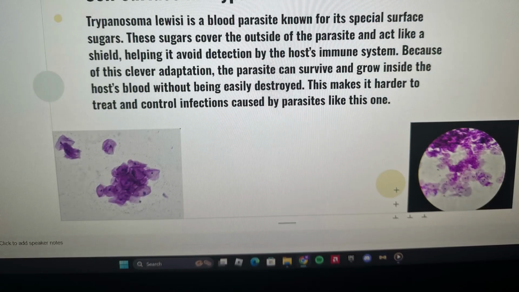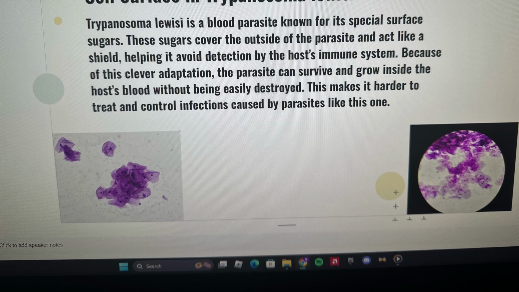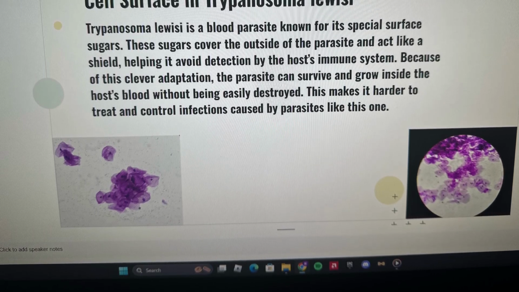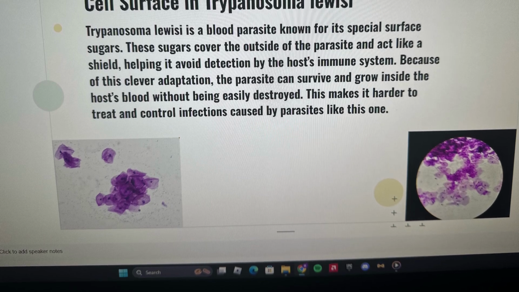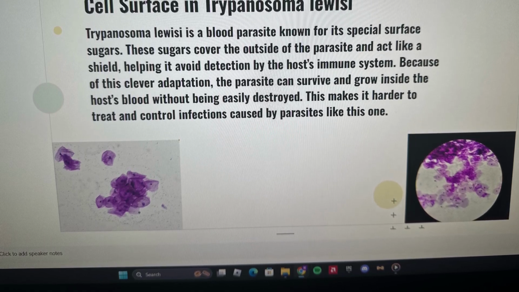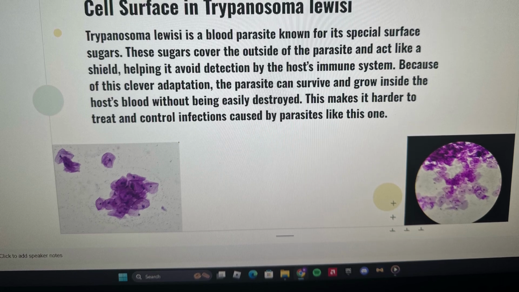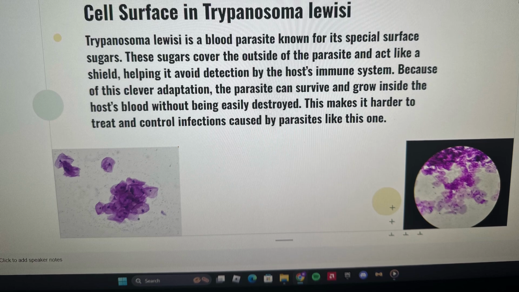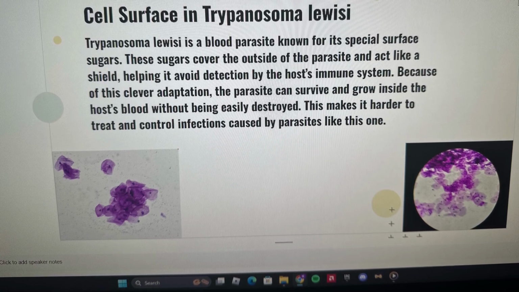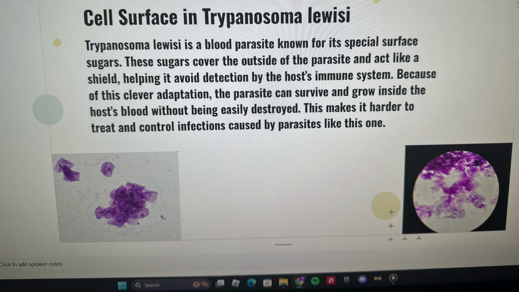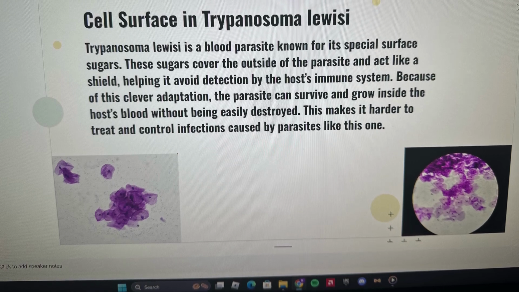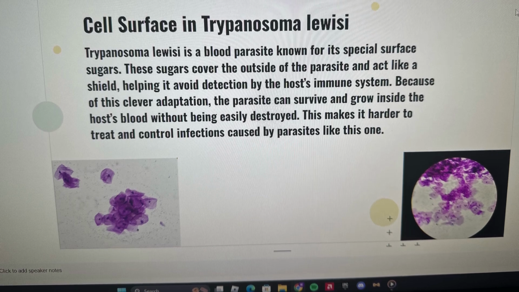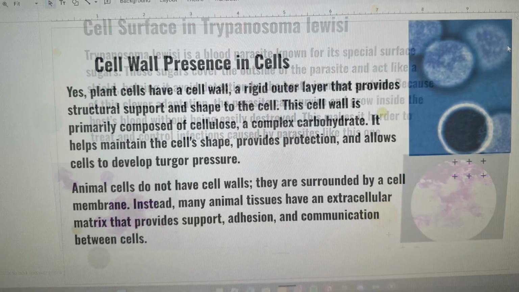Cell surface in Trypanosoma. Trypanosoma is a blood parasite known for its special surface sugars. These sugars cover the outside of the parasite and act like a shield, helping it avoid detection by the host immune system. Because of its clever adaptation, this parasite can survive longer and grow inside the host's blood without being easily destroyed. This makes it harder to treat and control infections caused by this parasite and others.